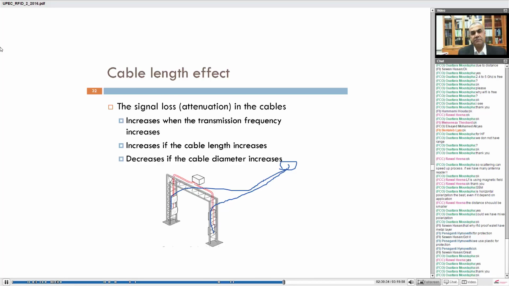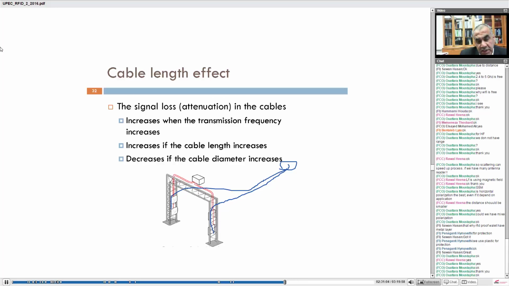So it's better to put the reader here, not to take the cable and go I don't know where, and put the reader there. It's not recommended. Here you have 1 meter, and here you have maybe 30 meters. This is a mistake done by the installers, because they don't know that it costs more, and then you lose your energy.